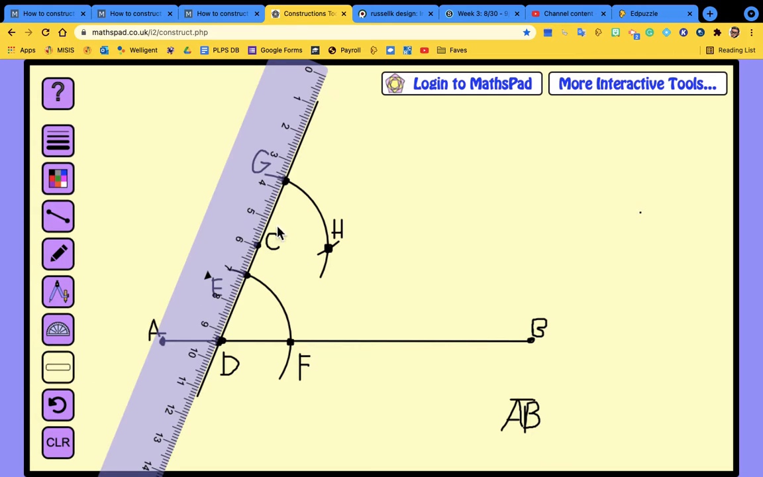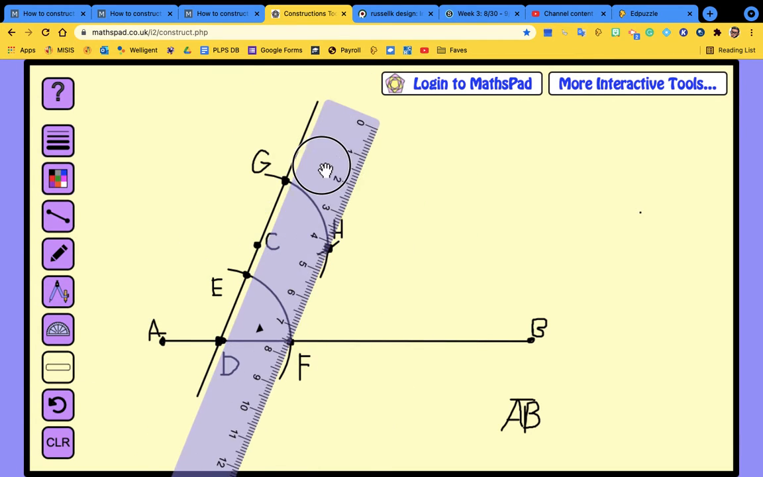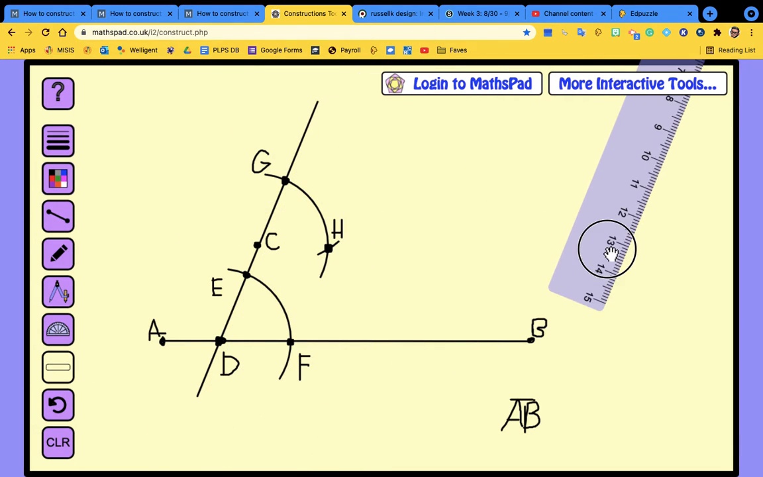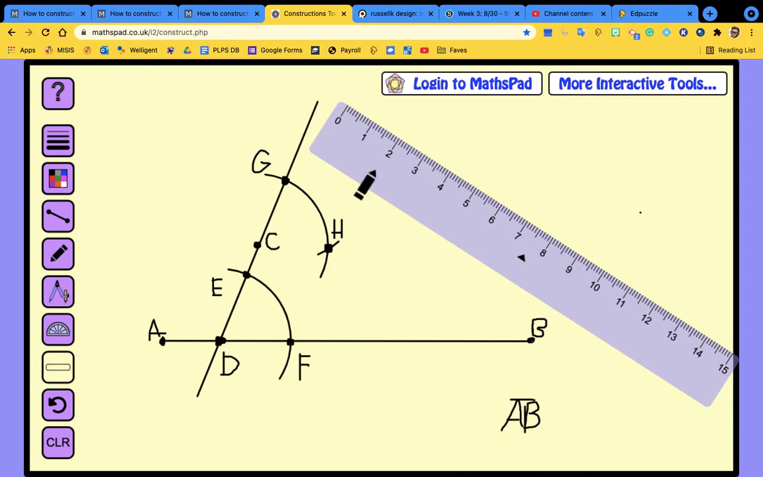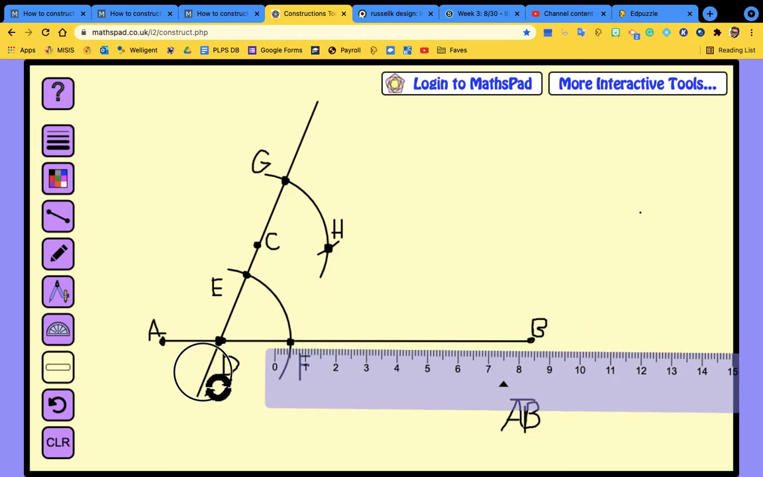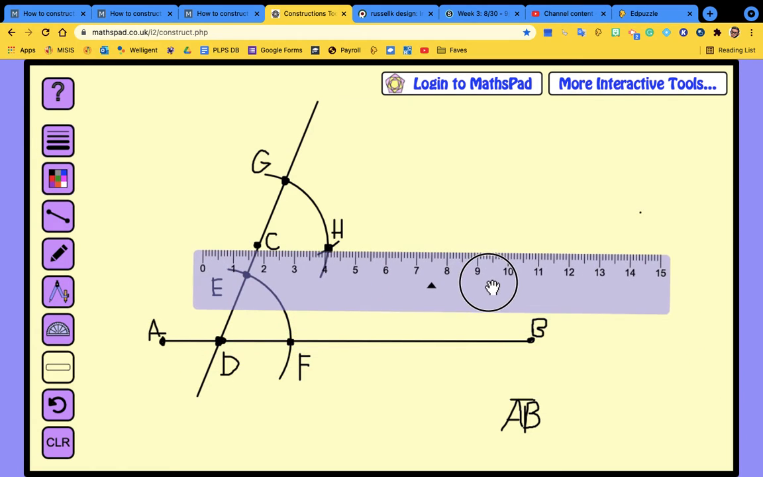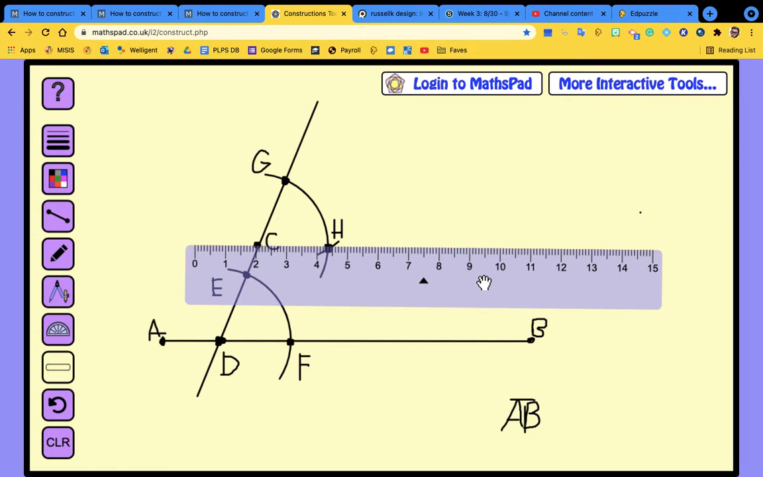And I take my ruler, and yours is going to be much easier, obviously, because you have a real ruler, right? I have a digital ruler here. It takes some time to get it straight, but I'm going to connect C to H, just like that. And I draw my line.